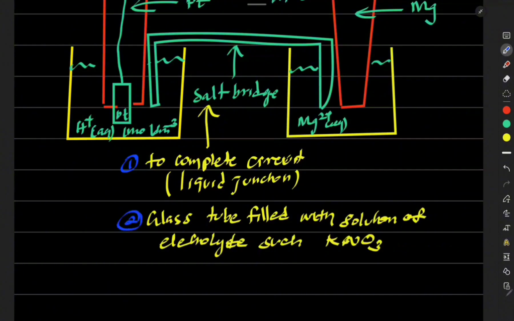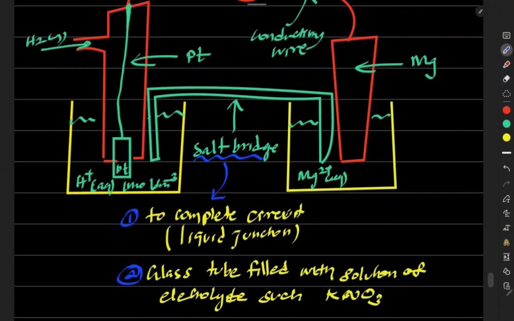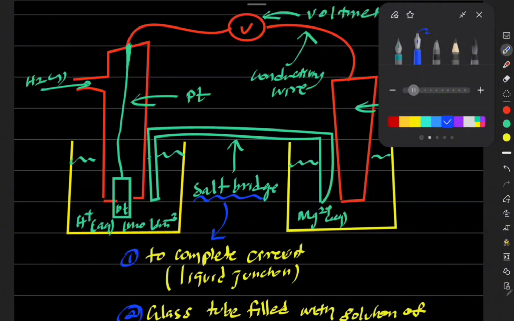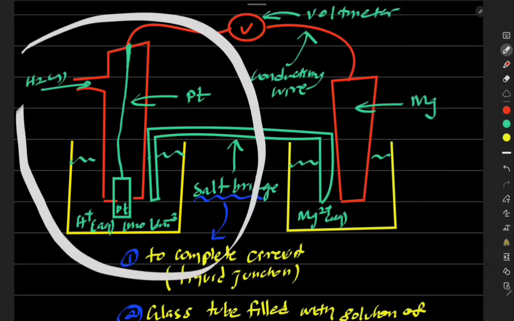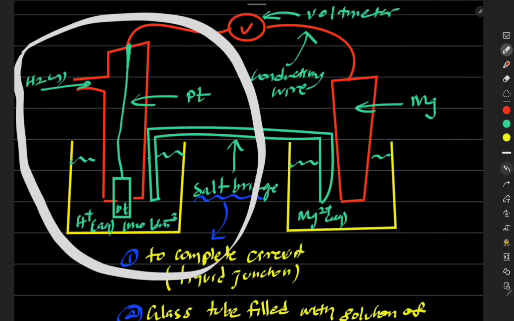1 and 2. These are the points of the salt bridge. And each side of the electrodes is called a half cell. Okay, we will show which is a half cell. If we consider this a half cell, this one is also a half cell.